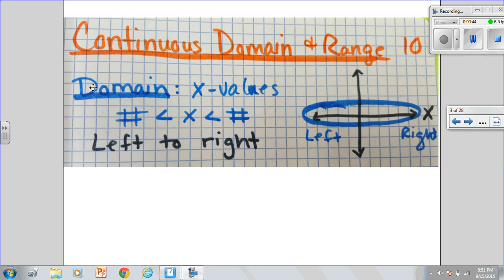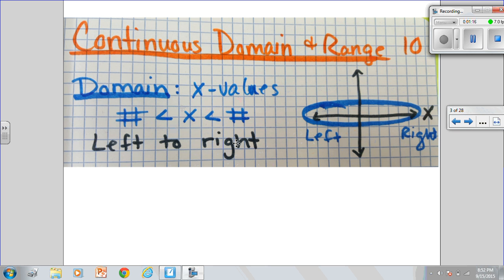Notice that my domain is still in the color blue, which is what I always use for a domain. So domain, we should already know, is the same as our x values. I drew a little coordinate plane here and circled my x-axis because this is what you're going to be using for domain. And we always go from left to right. So we get the far left point and the far right point. This right here is the format. Usually you have a number, this symbol, the x, the symbol again, and another number.